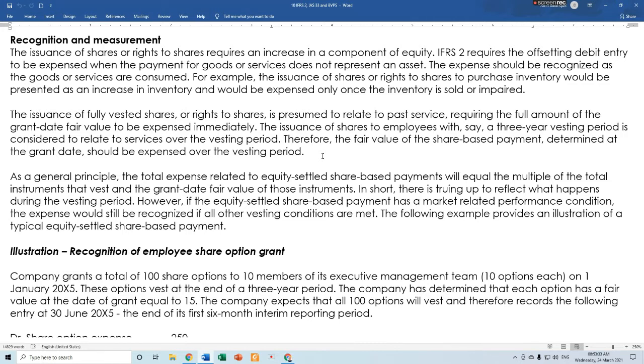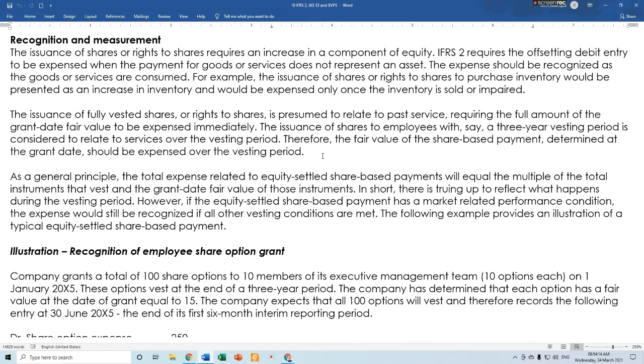Okay. The issuance of fully vested shares or rights to shares is presumed to relate to past service, requiring the full amount of the grant date fair value to be expensed immediately. Okay, so kapag fully vested, diba kasi later on you will encounter transactions na may tinatawag na vesting period. In other words, before kang maging entitled doon sa particular na shares or rights to purchase the shares, you need to provide services over a certain period. Yun yung vesting period na tinatawag natin. So, kapag fully vested na siya, ibig sabihin na provide mo na yung service noon pa, or in prior periods.